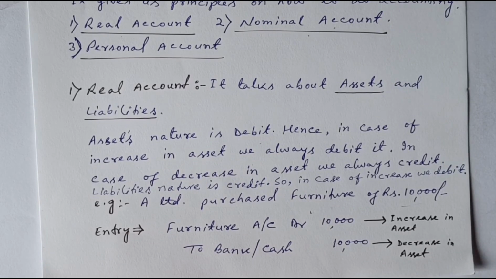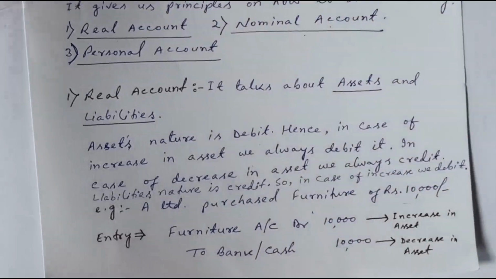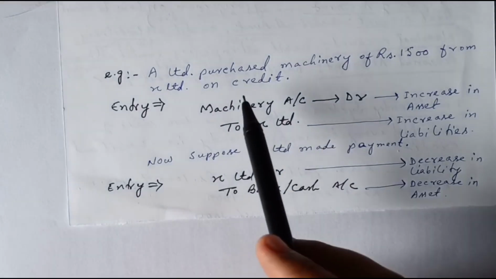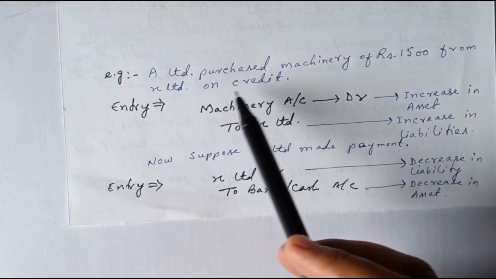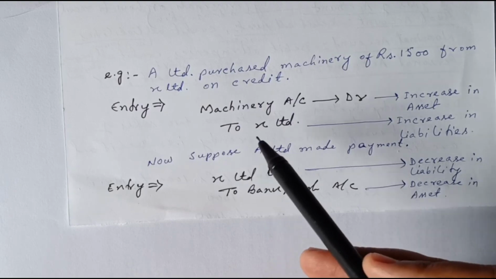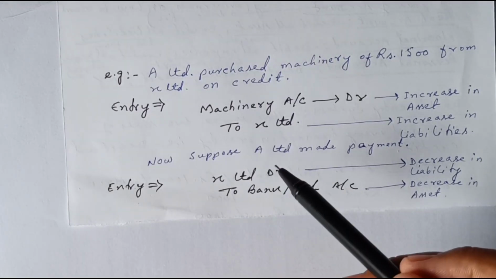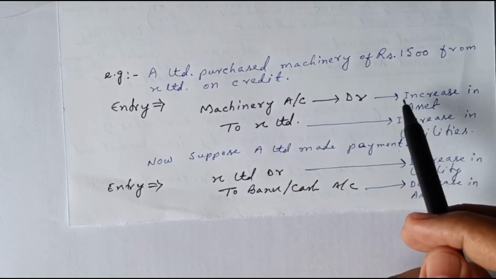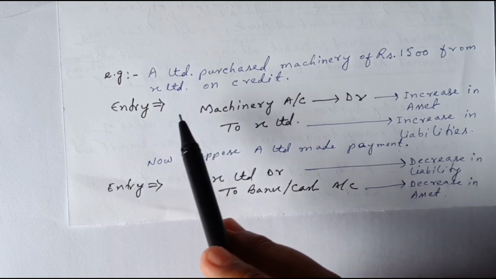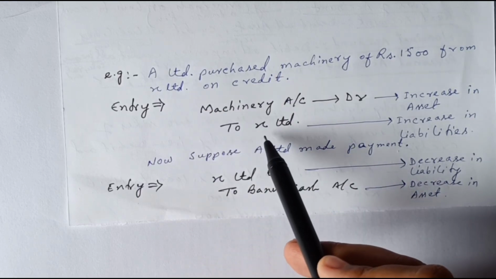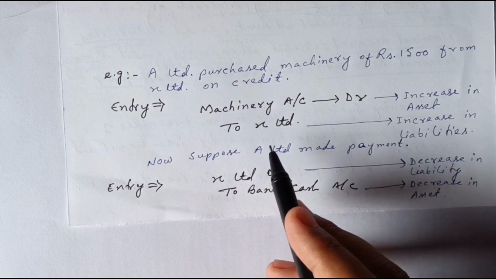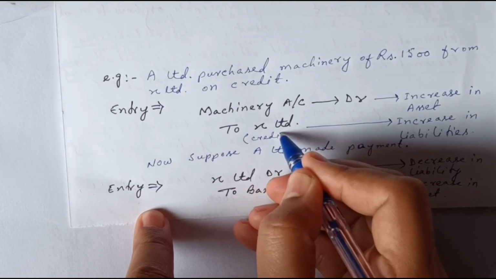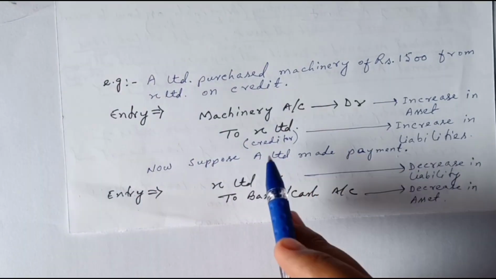We have taken one more example for real account. This is example 2. Suppose A Limited purchases machinery of rupees 1500 from X Limited on credit. In the previous example, furniture was purchased in cash, but in this example, purchase is made on credit. So machine is an asset. So we have debited machinery, and as the purchase is being made on credit, we have purchased from X Limited. So X Limited is being credited. X Limited has become your creditor. So in case of increase in creditor, as creditor is your liability, it is increasing, we have credited it.